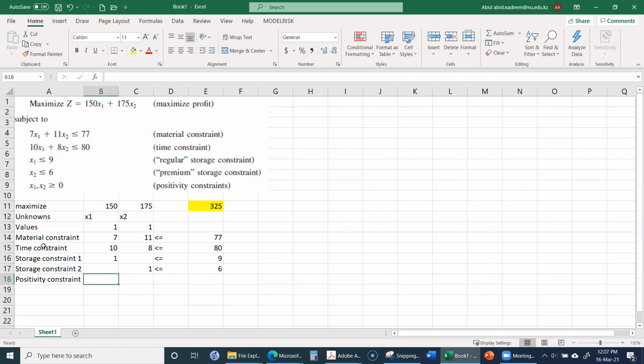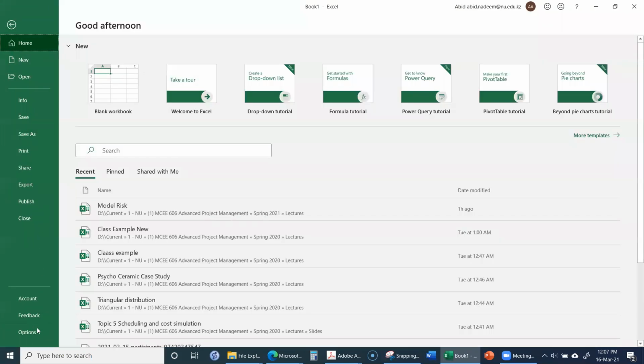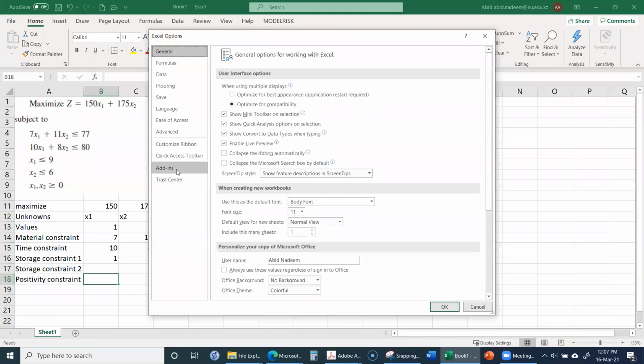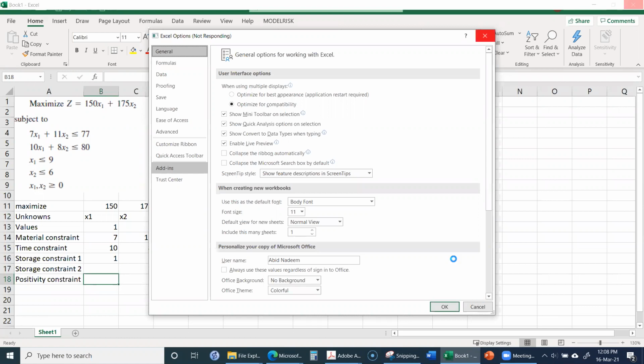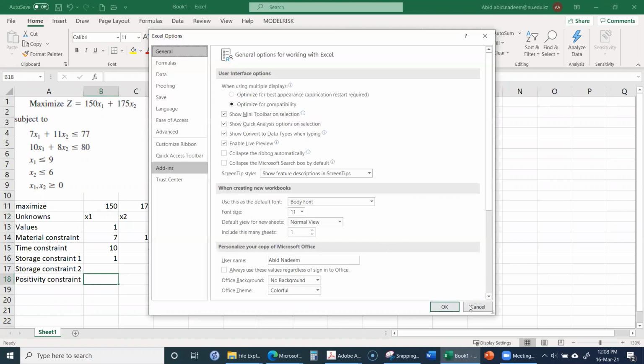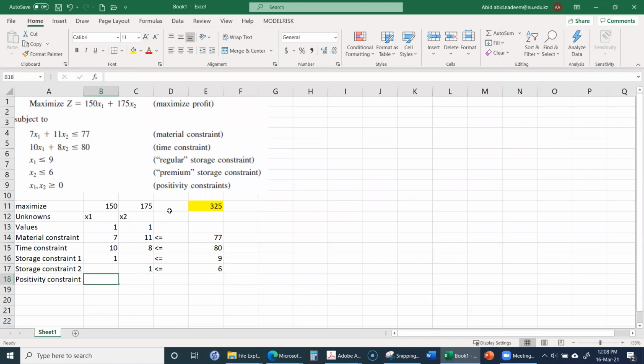So that we can even put it into the solver add-in. So for example, file, options. If you don't have the solver add-in, we can add it from this options command. I have already added it. But my Excel is not responding. What happened? Okay, so solver add-in. Where is that?